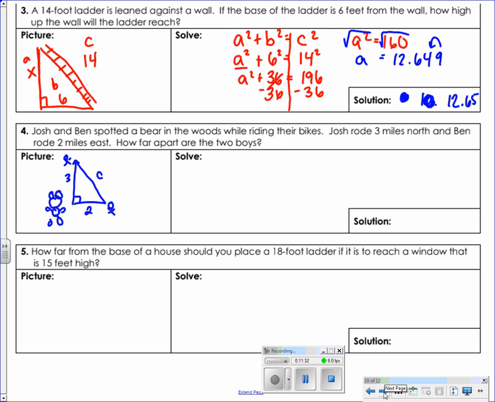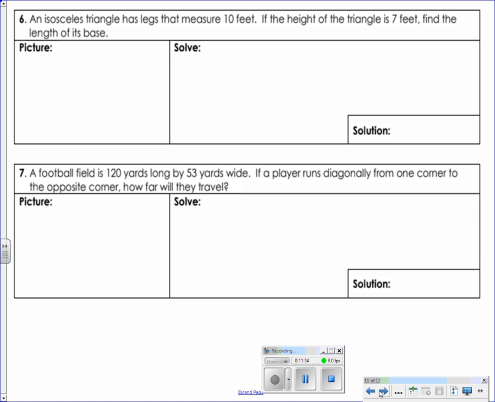Do me a favor and turn over to the back, and let's look at 6. Number 6 is a bit of a difficult problem because we've got an isosceles triangle with legs that measure 10 feet, and the height is 7 feet, and we want to find the length of its base. Most people try to draw this as a right triangle with 10 and 10, but that's not what it said, because we want to find the height. So this is not your drawing.